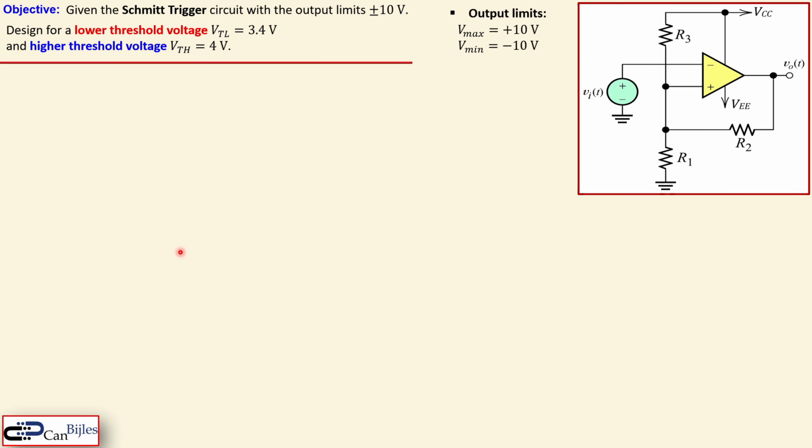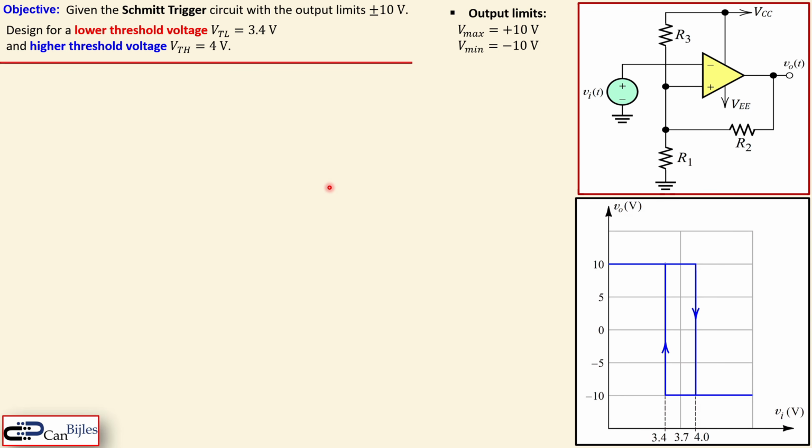Okay, let's first designate the output limits in more detail. We have a Vmax, which is plus 10 volts, and a Vmin of minus 10 volts. That's the information from here. Okay, let's first draw a diagram which relates the input voltage to the output voltage. That is really helpful for our design.